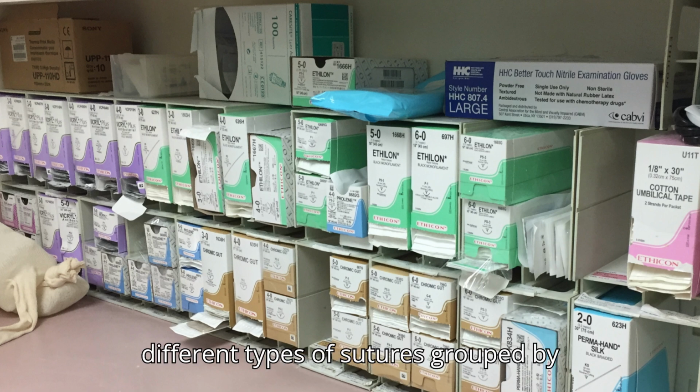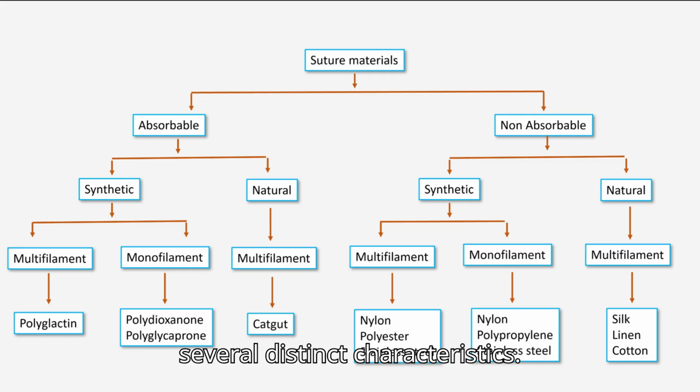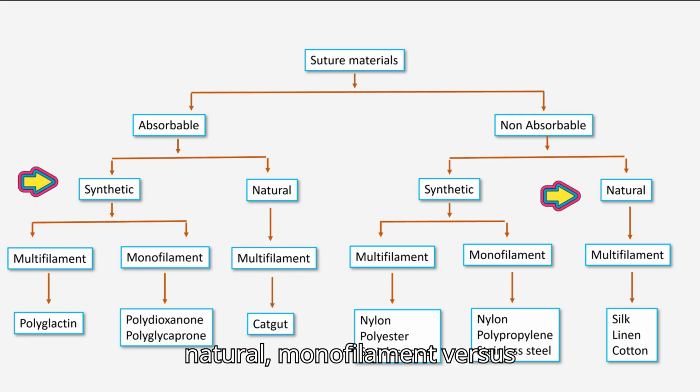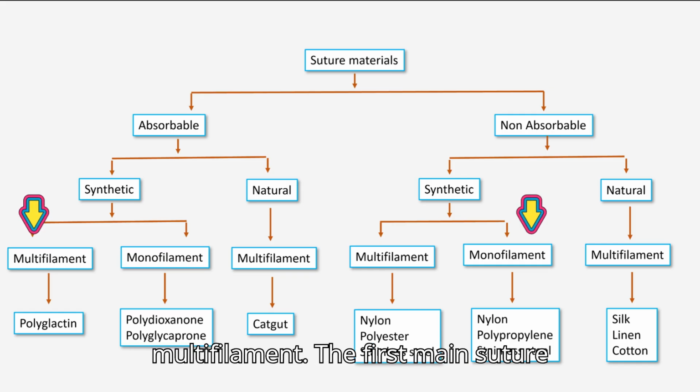There are many different types of sutures grouped by several distinct characteristics. Understanding these characteristics allows for ideal suture selection. The main factors used to classify suture types are absorbable versus non-absorbable, synthetic versus natural, monofilament versus multifilament.